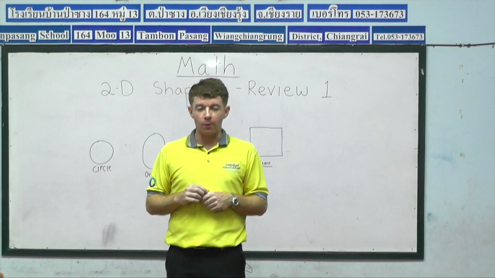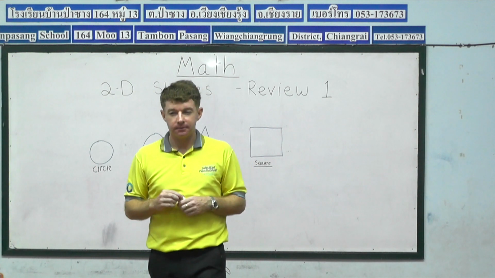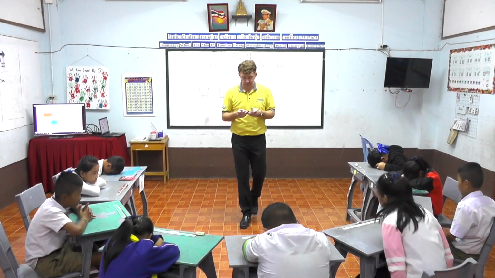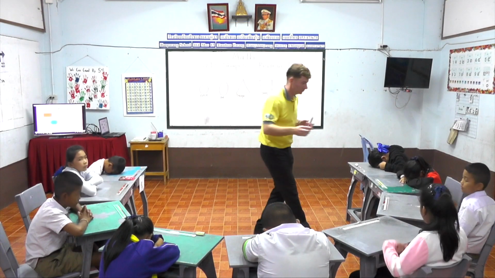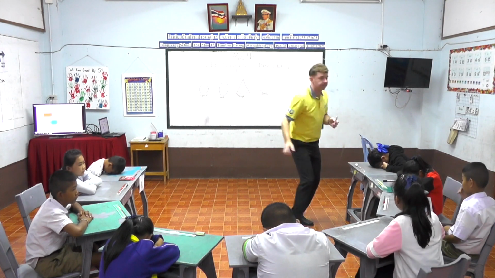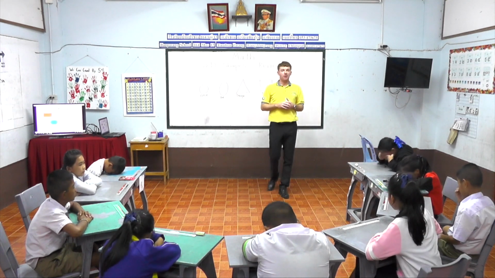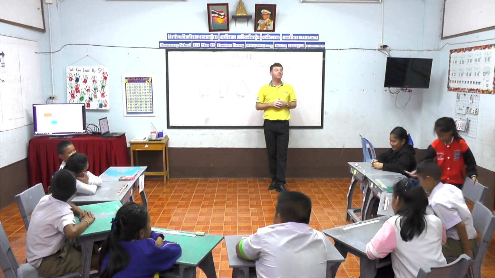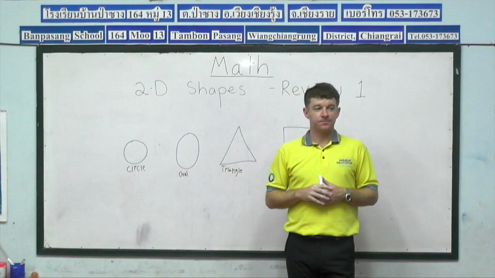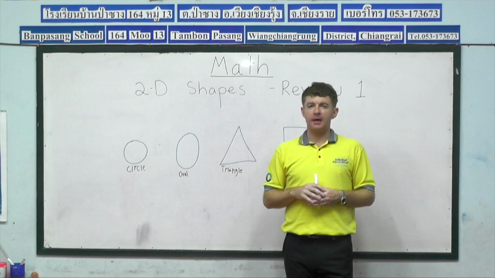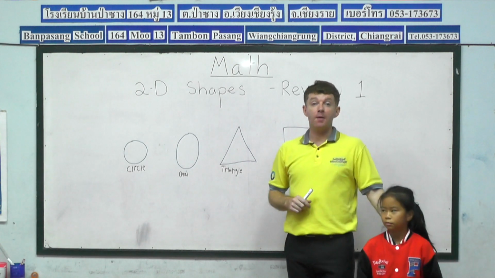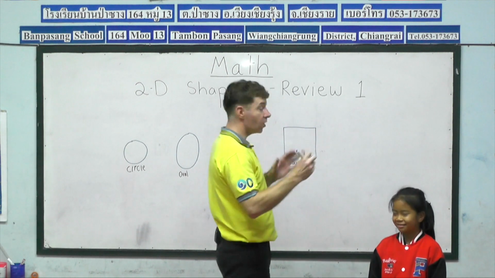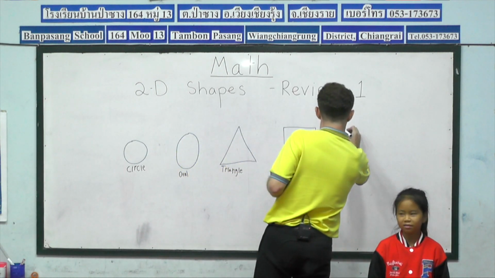Now, who can go next? Let's see. Okay, let's open our eyes, guys. Prel, come and join me. Our next shape was similar to a square, but not quite. It was a little bit longer on two sides, so it looked like this.